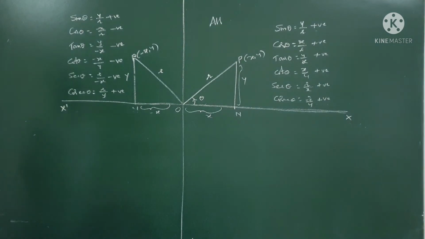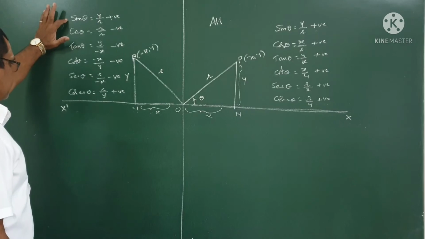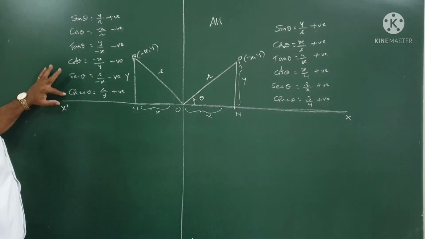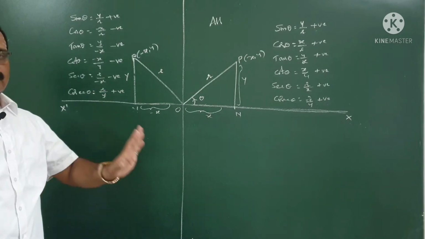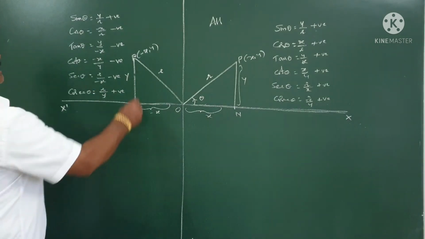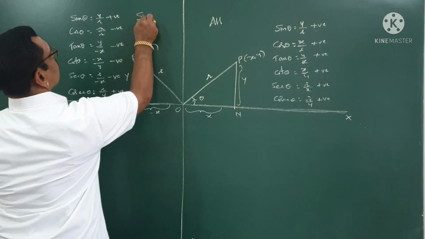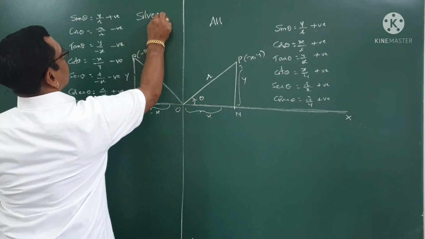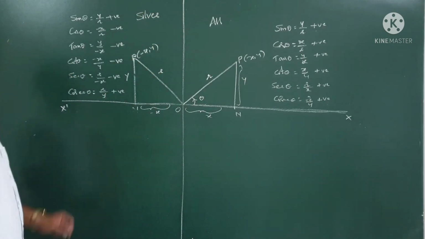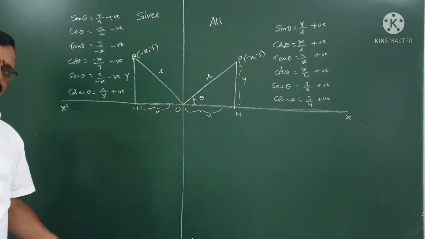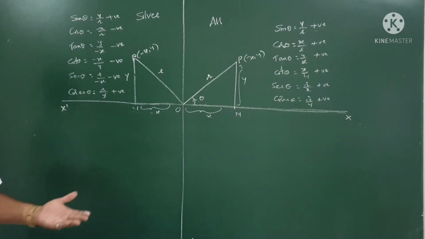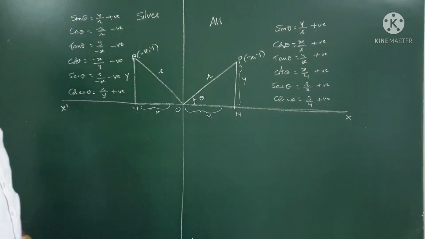That means in the second quadrant, sine and its reciprocal are positive, remaining all are negative. In general, we call this quadrant Silver. Silver means the ratio starting with S, that is sine, and its reciprocal cosecant, both are positive.